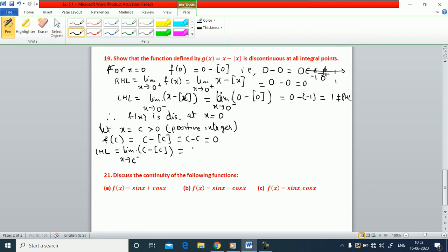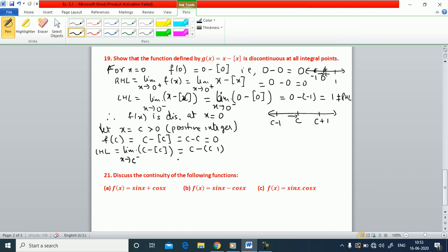This c will remain c only. And what about the number on the left of c? I will again draw the number line. Say the number c is here, then the integer greater than that will be c plus 1. The integer 1 less than that will be c minus 1. These are all three consecutive integers. x is approaching c from the left, from here. So it is a number somewhere here, and its greatest integer function will be c minus 1.